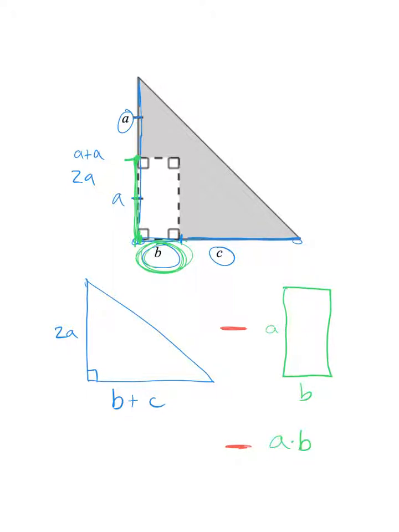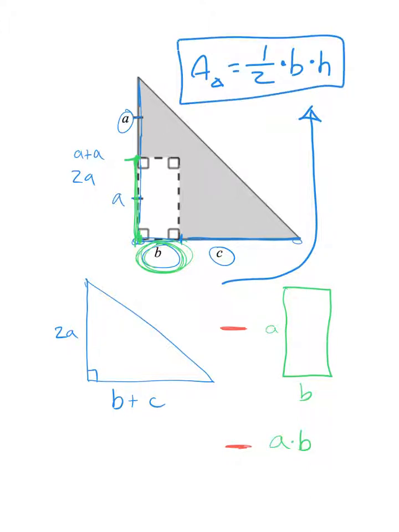And now I'm going to multiply this together. If you remember how to find the area of a triangle, I'm just going to draw that up here. The area of a triangle, if you remember, is 1/2 times the base times the height. And so I'm going to use that down here. I'm going to take 1/2, and I'm going to multiply that by my height here, which is 2A.